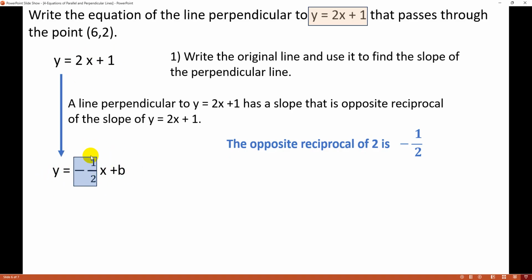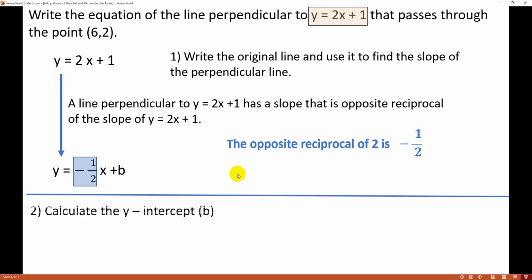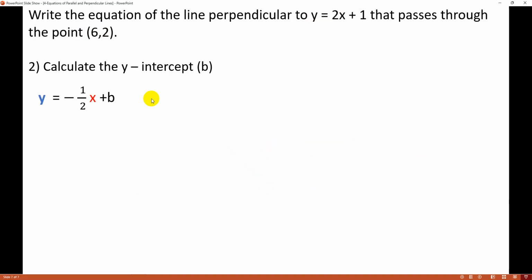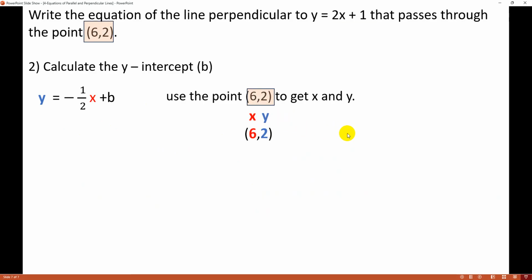But again, we know the slope, but we don't know the y-intercept. And as we saw before, to figure out the b, the y-intercept, we need to use this point 6, 2. So this is the equation, and we are going to use the point 6, 2, where 6 is the x value and 2 is the y value. So we replace, instead of x, 6, instead of y, 2.